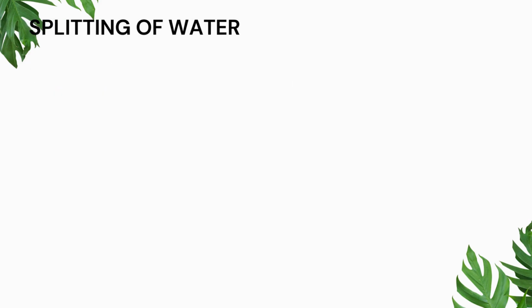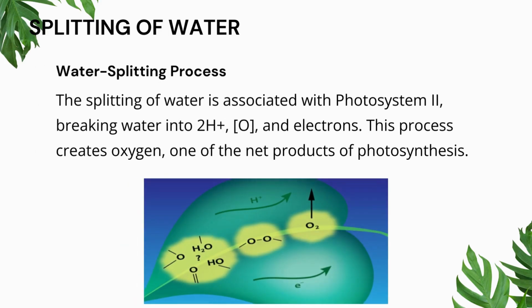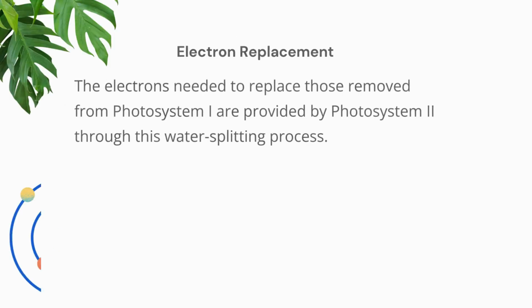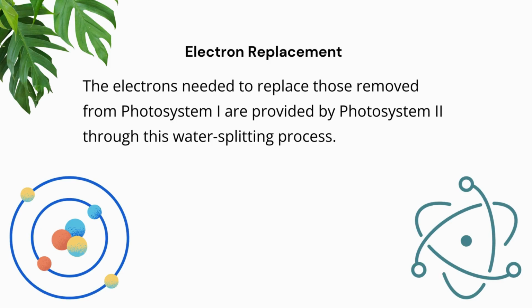Splitting of water. The splitting of water is associated with photosystem 2, breaking water into 2H+, oxygen, and electrons. This process creates oxygen, one of the net products of photosynthesis. The electrons needed to replace those removed from photosystem 1 are provided by photosystem 2 through this water splitting process.